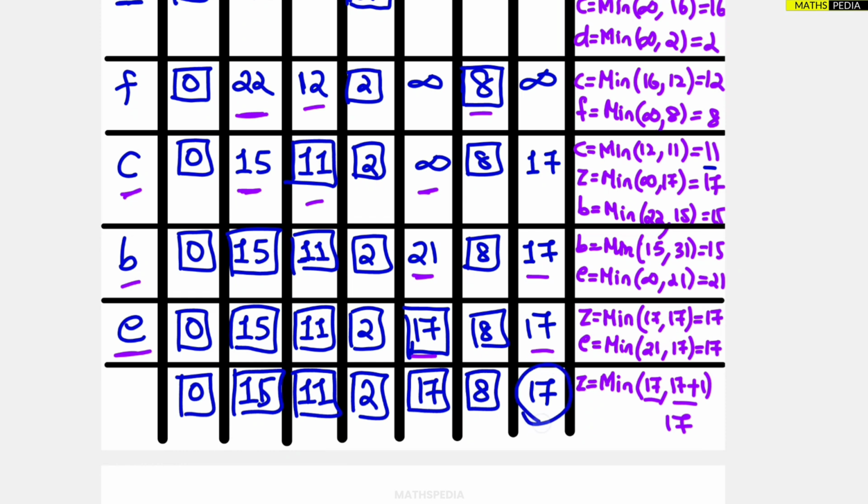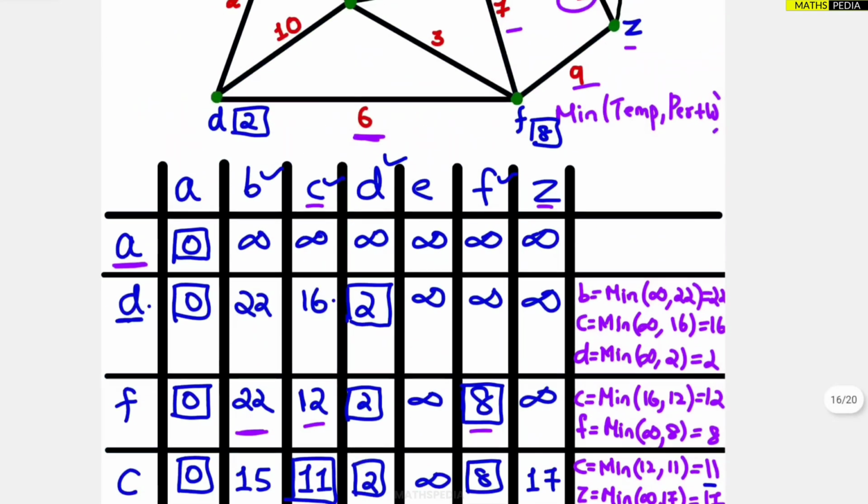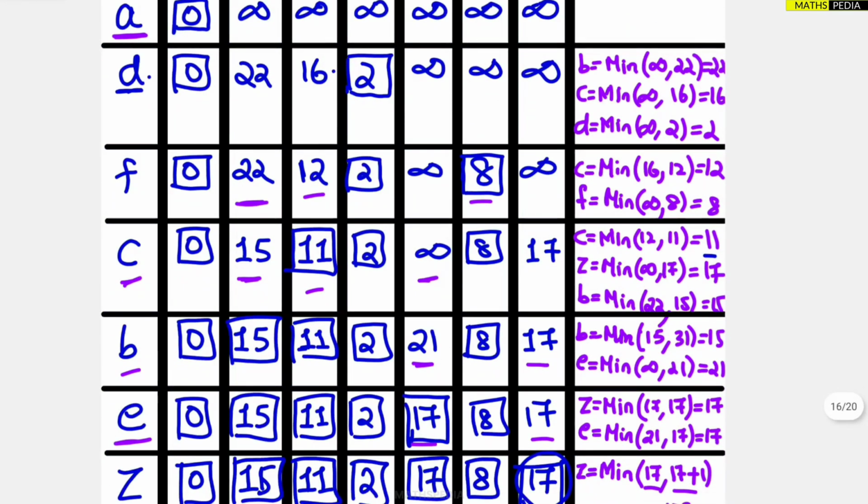Now what is the left out thing? If you want to calculate the minimum in this row, only one value is left out, so that also you mark as the permanent value, which represents Z. So in the graph also you mark 17 as the permanent label for Z. Done. All the things done.